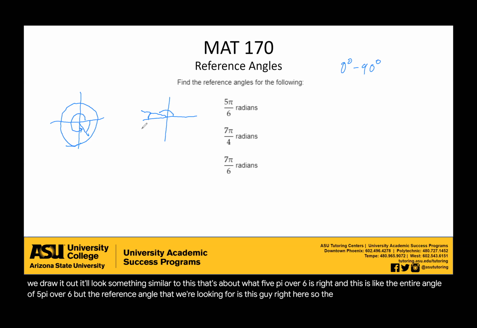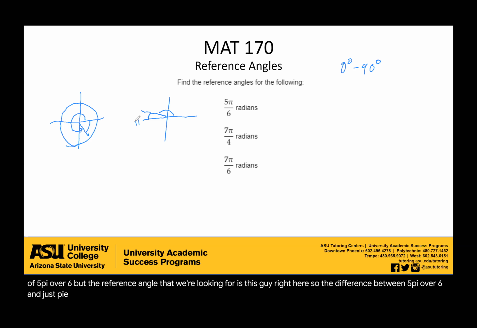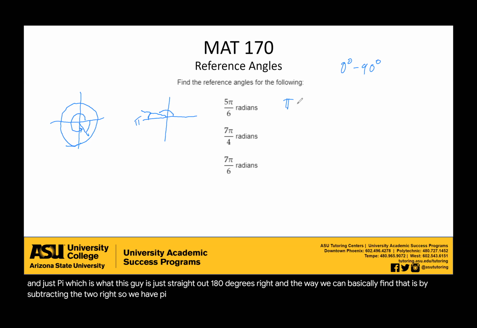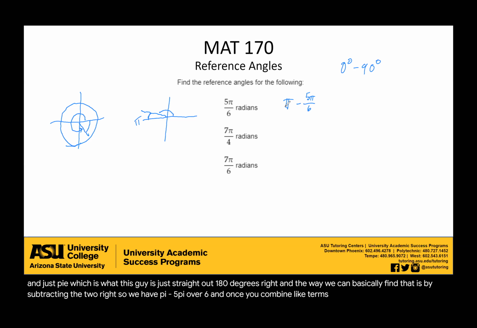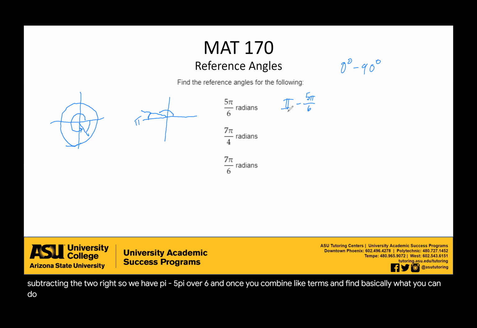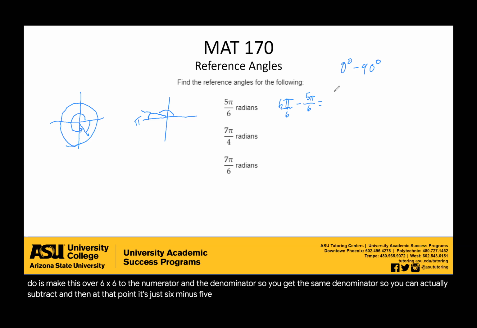It's the difference between 5 pi over 6 and just pi, which is straight out, 180 degrees. The way we can find that is by subtracting the two, so we have pi minus 5 pi over 6. Once you combine like terms, you make this over 6 by multiplying 6 to the numerator and the denominator, so you get the same denominator and can subtract. At that point, it's just 6 minus 5, which equals pi over 6.